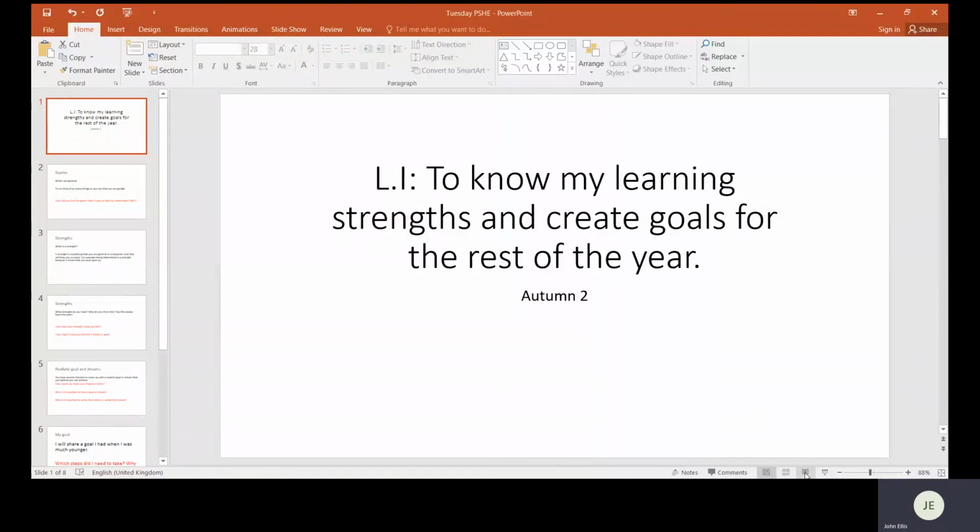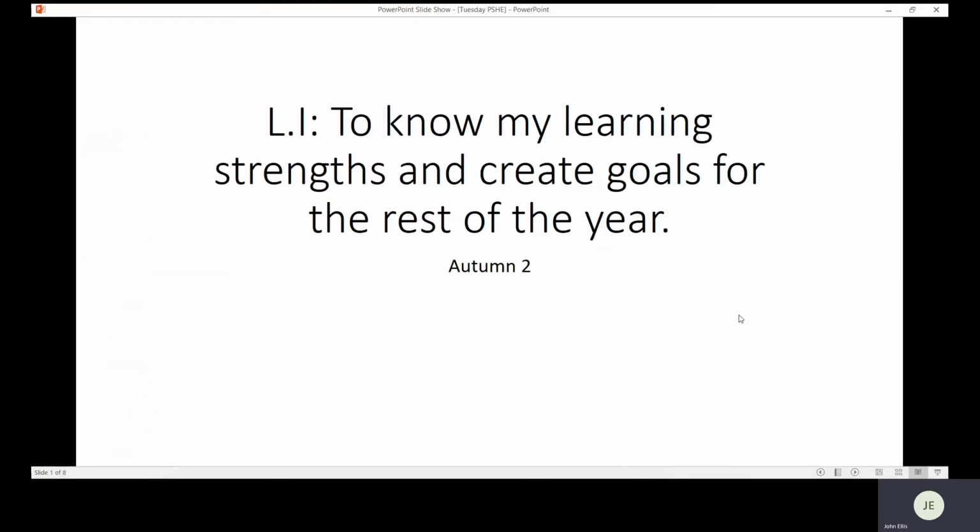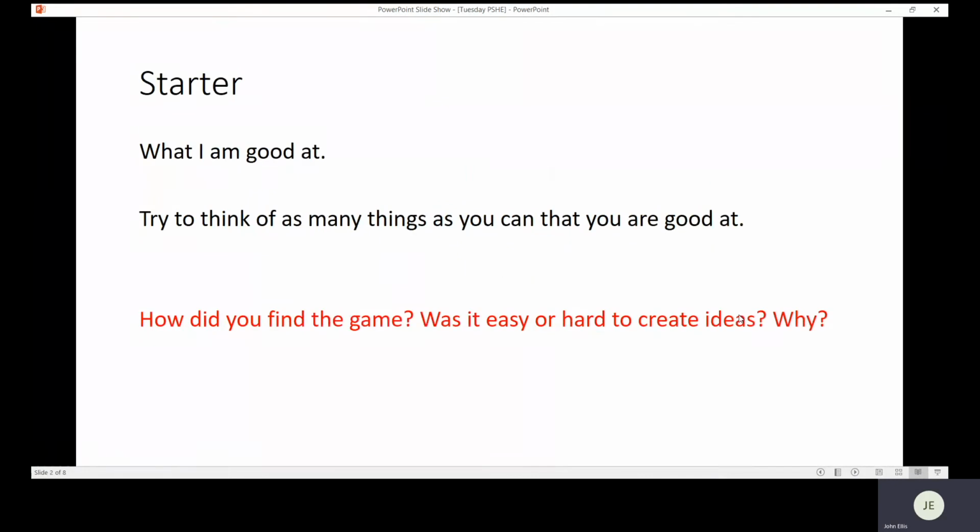Okay, so hopefully you guys are seeing the same thing that I'm seeing, and it says that your learning intention is to know my learning strengths and create goals for the rest of the year. So this is going to be our last lesson of autumn 2. I've got a starter here. It says what I am good at. Try to think of as many things as you can that you are good at.